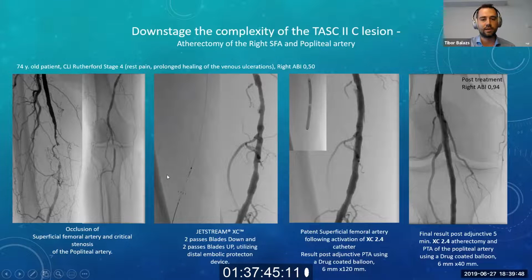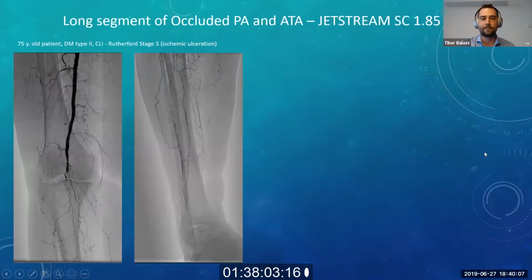For the distal runoff, we use the filter and remove the plaque by utilizing the JetStream expandable cutter. After the plaque removal, we apply the DCB with this final result. The same sequence was repeated on the popliteal as well.